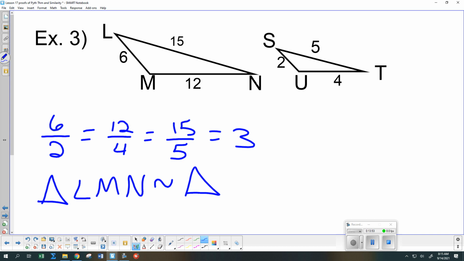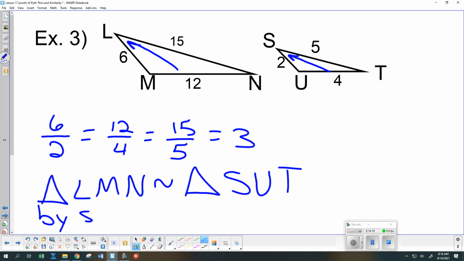L was across from the 12, and we said 12 corresponded to the 4, so we have to have an S in the same spot as the L. The M was across from the 15, that matched up with the 5, which is across from U, and that leaves T. And so what was our reason on this?